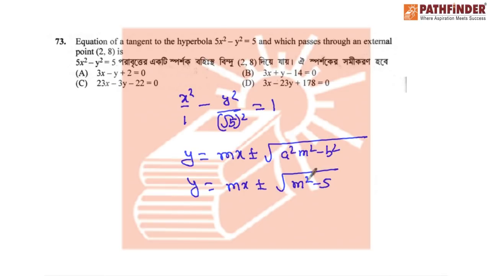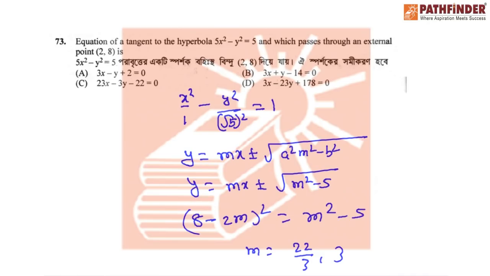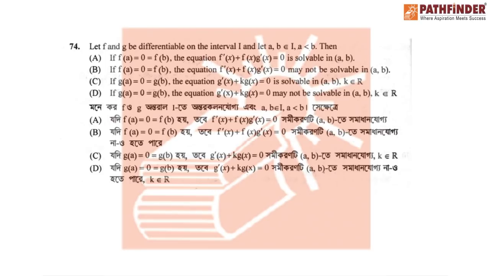Since it passes through 2 comma 8, so 8 minus 2m whole square is equal to m square minus 5. On solving this, we will get m equal to 22 by 3 and 3. We know the slope, we know the point. So by forming the equation, we will get option A and option C as the correct one. It's a bit of understanding of the graph.